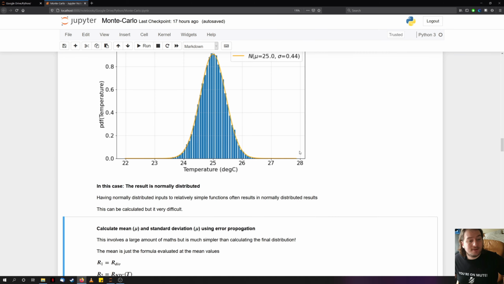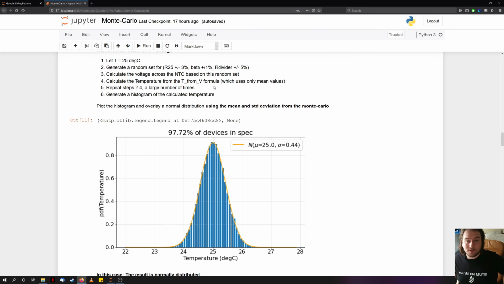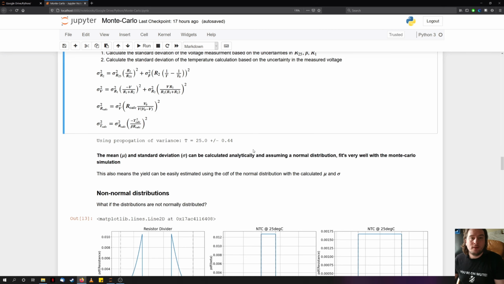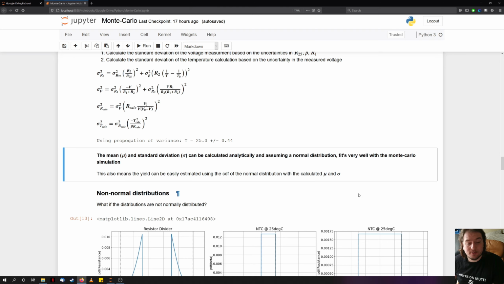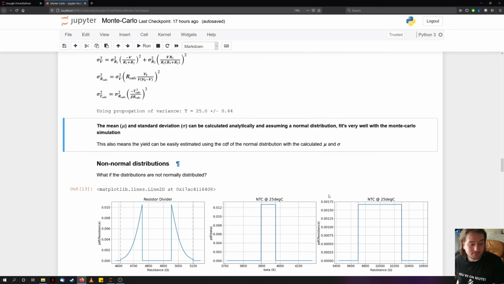So in this case, we could have neglected the Monte Carlo step and just gone ahead and done error propagation instead. The summary is that the mean and standard deviation can be calculated analytically, and assuming a normal distribution, it fits very well with the Monte Carlo simulated distribution. It also means that the yield can be estimated using the CDF of the normal distribution with the calculated mu and sigma, that is, the calculated mean and standard deviation, which is not surprising.